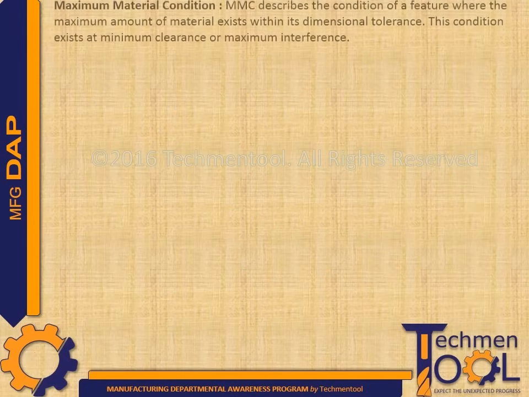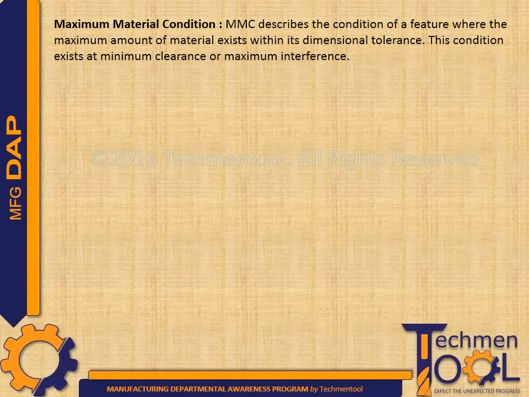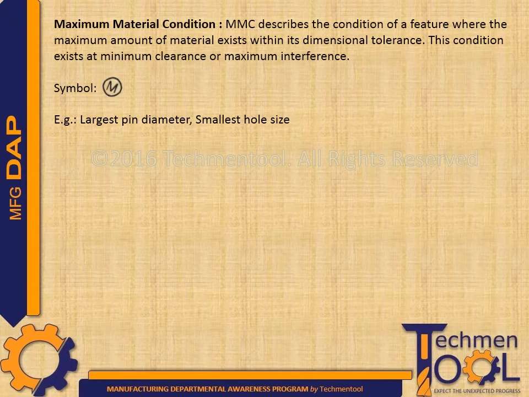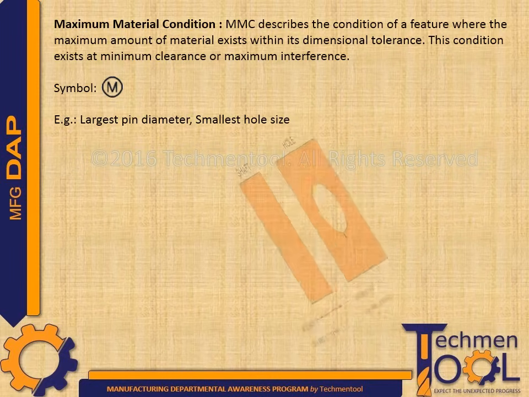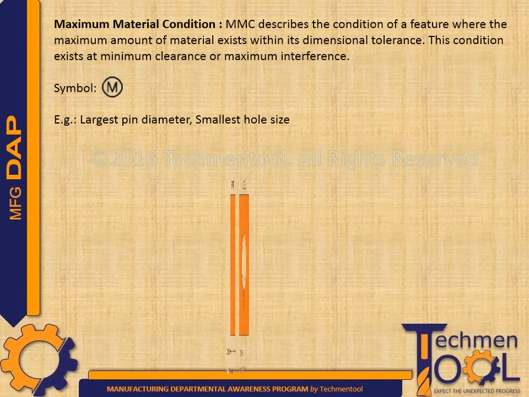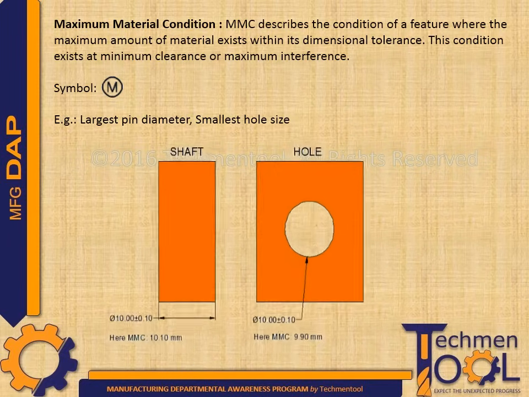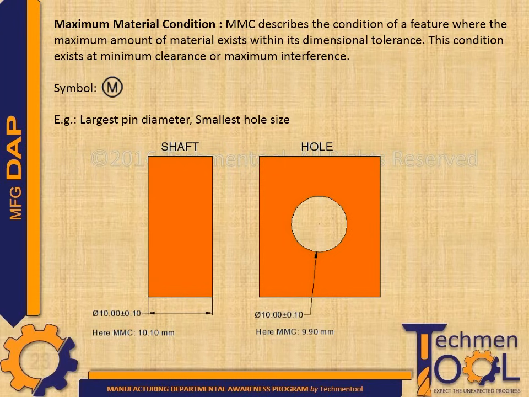Maximum material condition, MMC. MMC describes the condition of a feature where the maximum amount of material exists within its dimensional tolerance. This condition exists at minimum clearance or maximum interference. Example, largest pin diameter, smallest hole size. In the picture you can see that for a shaft with diameter 10 mm with tolerance plus or minus 0.1, MMC is equal to 10.1, and for a hole diameter 10 mm plus or minus 0.1 tolerance, MMC is equal to 9.9 mm.